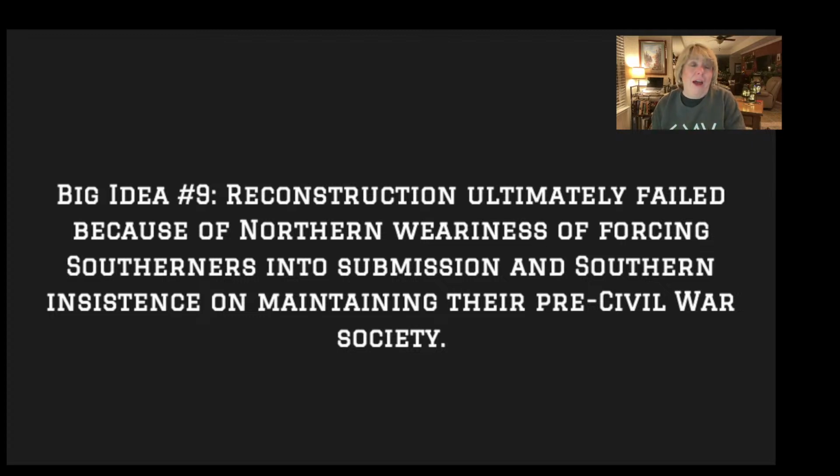And what we really have is a mess that maybe if we had just stuck with Reconstruction, even though it was hard, even though it was painful, and even though it caused a disputed election, if we had just stuck with it, maybe those problems wouldn't have been as big as they were or lasted as long as they have. And that is the end of this unit.